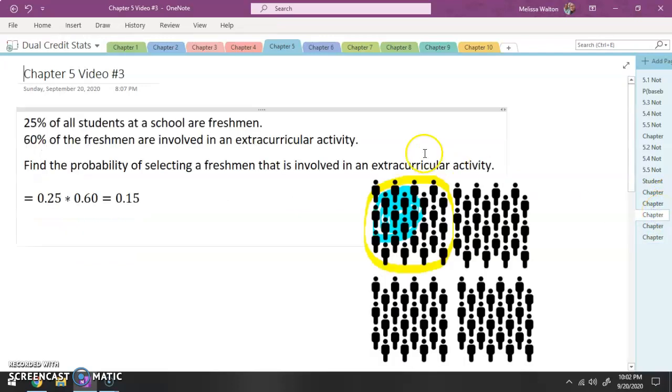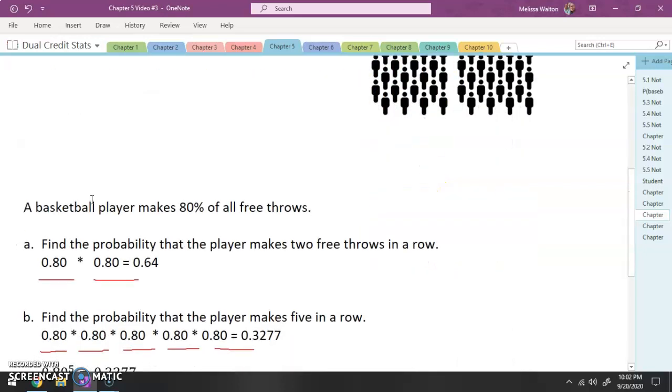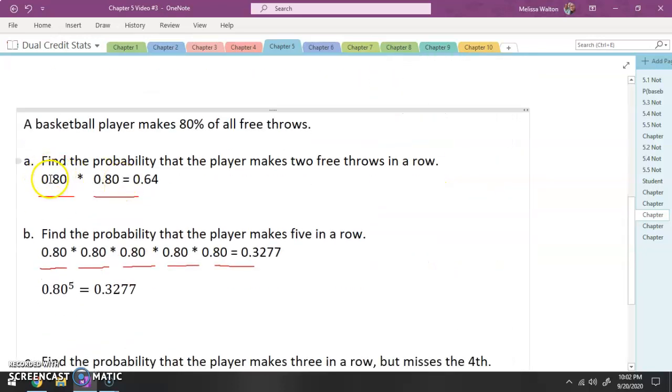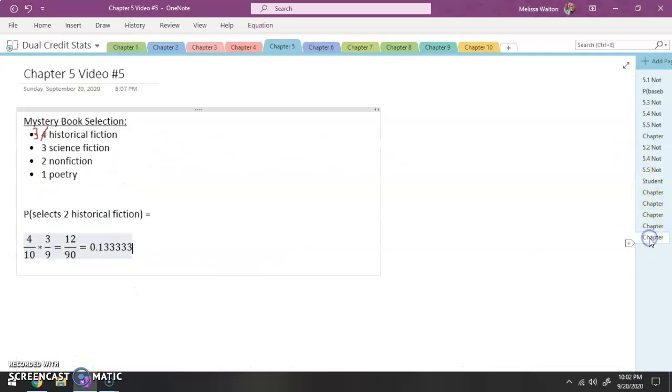So this is selection without replacement, and we didn't have to worry about it in these previous problems. With this multiplication rule, this would be assumed to be a very, very large high school. 25% of them are freshmen, 60% are extracurricular. We're not selecting something and taking them out. We're just multiplying those 2 events. Same thing here. If this basketball player makes 80%, we don't have to adjust this probability. Those are independent events. But these aren't independent events. As soon as you make your first selection, that does affect your second selection. So this probability needs to be adjusted.